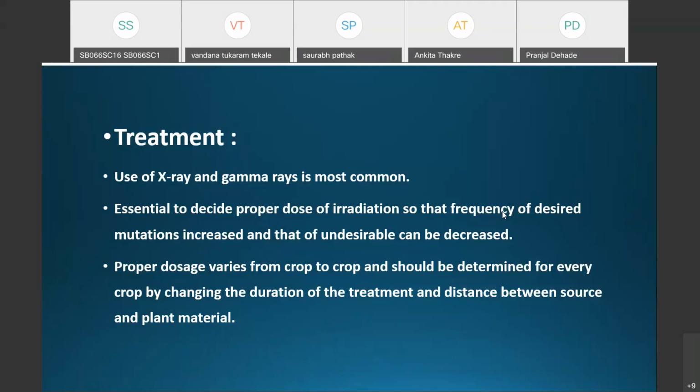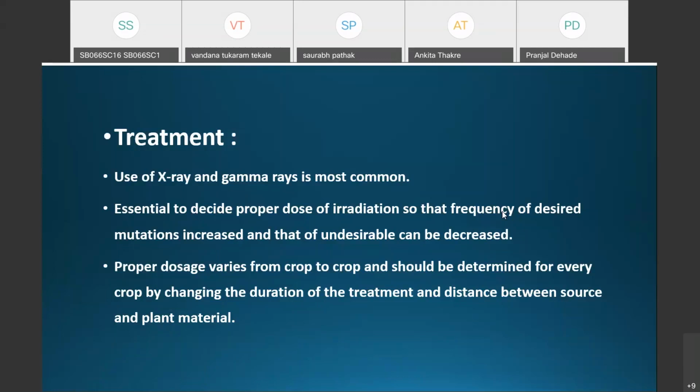How is the proper dose of different mutagens determined? It is very simple: just by changing the duration of the treatment and the distance between the source and the plant material. We have already discussed that X-rays and gamma rays are the most common methods used for the treatment. Apart from these, different types of chemicals are also used to treat the plant material.